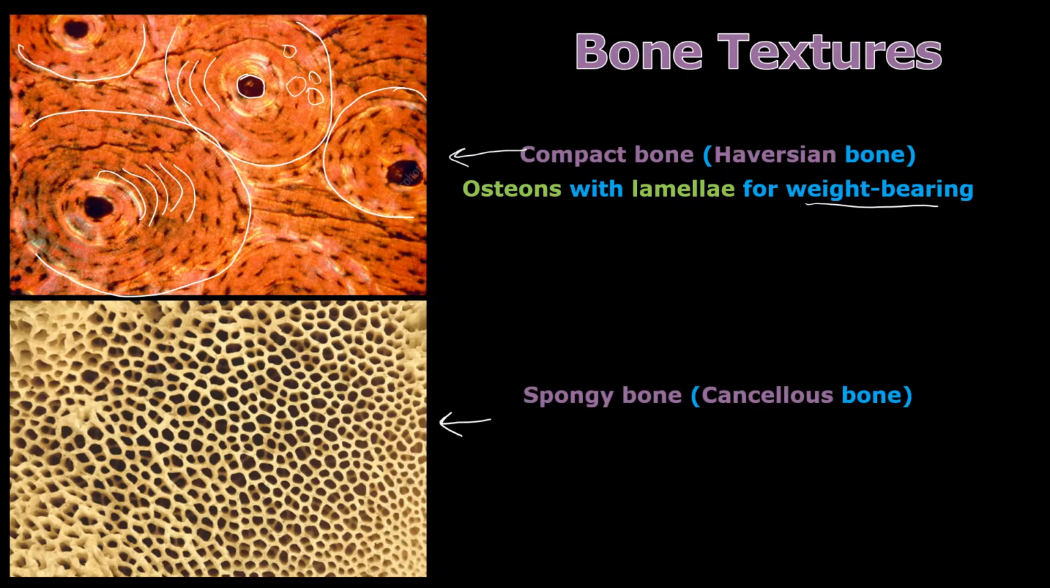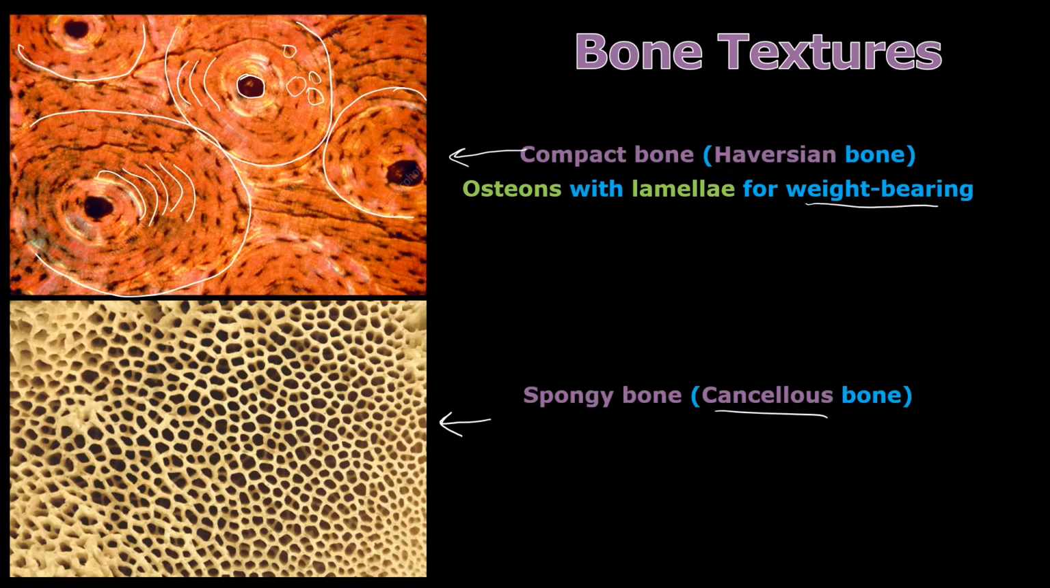The bottom one is spongy bone, because, well, it looks like a sponge, right? Another word for that is cancellous bone, spongy bone or cancellous bone. It does not have the haversian system. It does have canaliculi and lamellae and all these structures. It just does not have the osteons. And you usually only see spongy bone in this way.